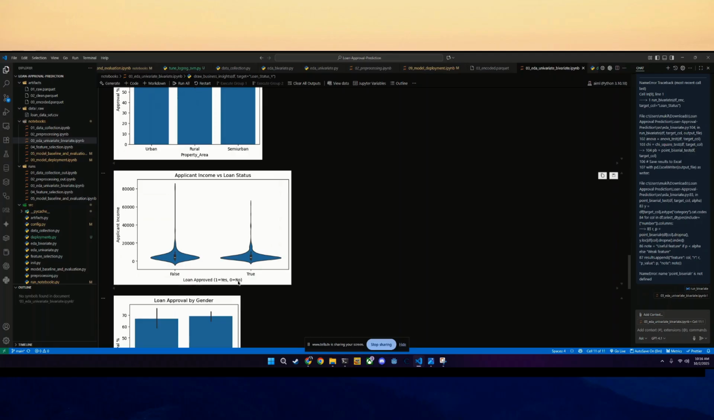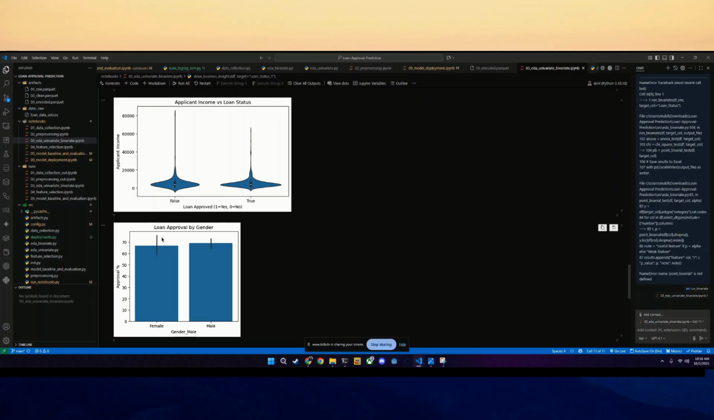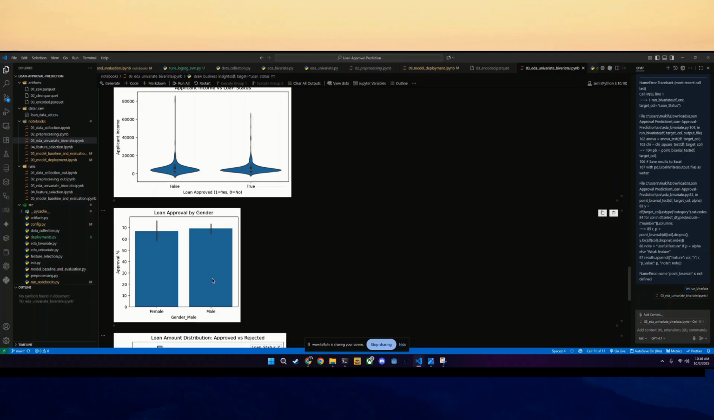And next one is the loan approved by the applicant income. So here basically the distribution of the applicant income ranges from 0 to around 70, and the data spread is more around 10,000, right? The data spread is more. And for the rejection, that starts from 0 to 80. And loan approval by gender: here also we can see the male dominates, but we don't see much difference between male and female.